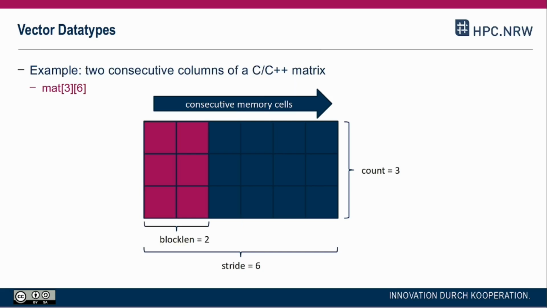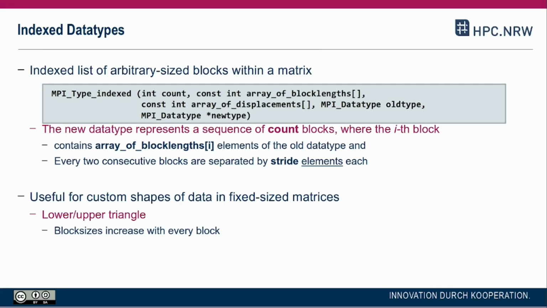Okay, but I can have a block length of 2 and then send those 6 elements in one go. Still count 3, stride 6, because 1, 2, 3, 4, 5, 6, but I have a block length of 2. Okay, so those are vectors, and all of these elements are very structured and very much the same. I always have the same stride.